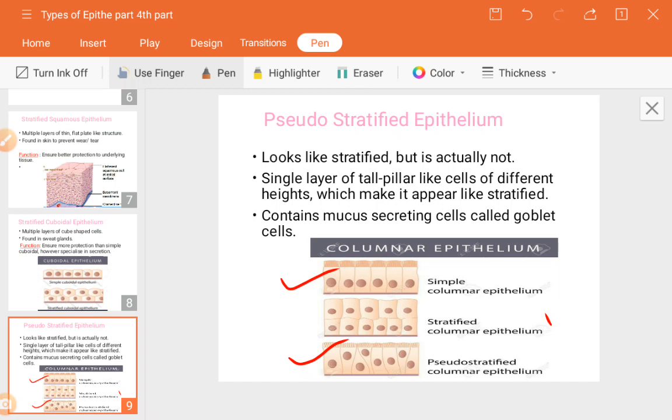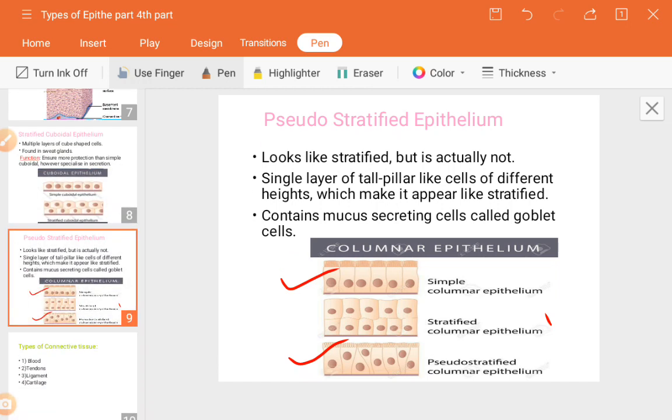it contains mucus secreting cells called goblet cells. The mucus is a liquid fluid, guys, which is mostly secreted inside the digestive system, where they are actually present. So goblet cells are nothing but those cells whose structure is column shaped, that's why they are known as goblet.